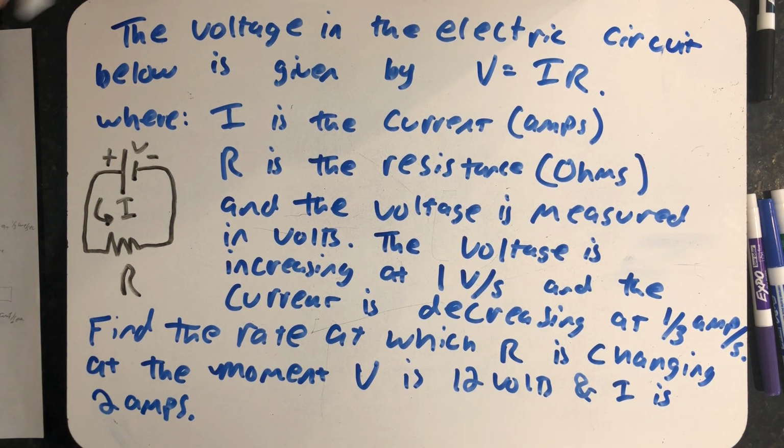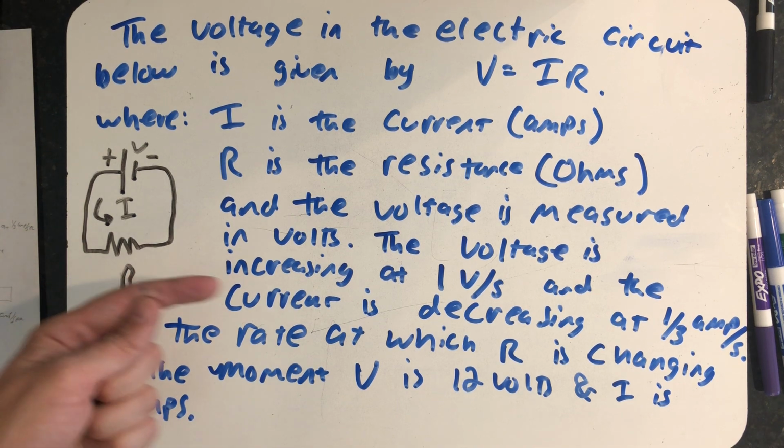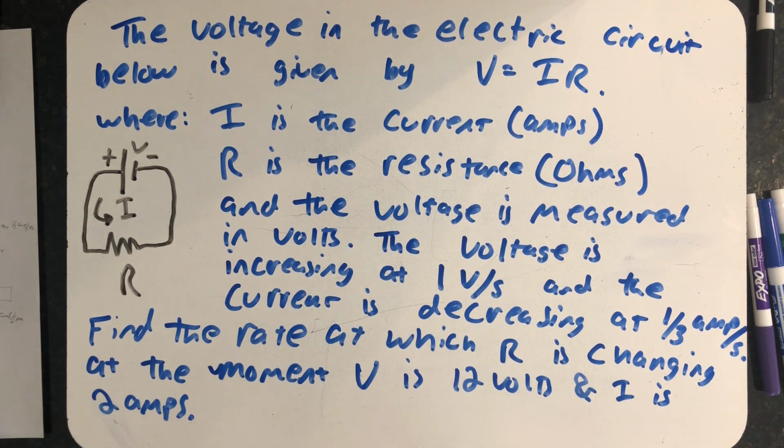In this problem, we're given information about a very simple electric circuit. And we actually don't need to know a whole lot about electronics. Some of you probably know more about electric circuits than I do. But in this circuit, we have a battery, which will have a voltage. The current's moving in this direction through one resistor. You think about that like a light bulb.